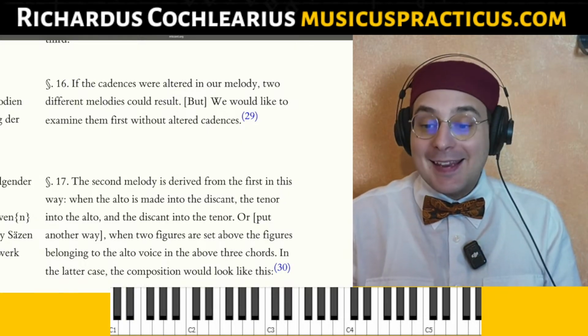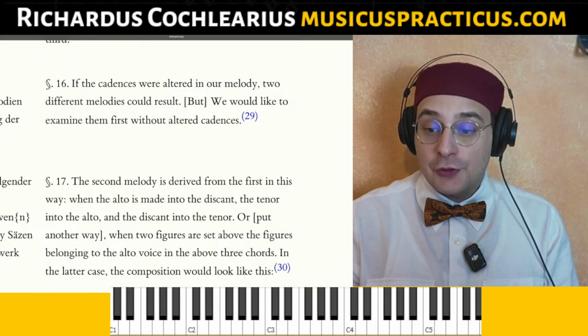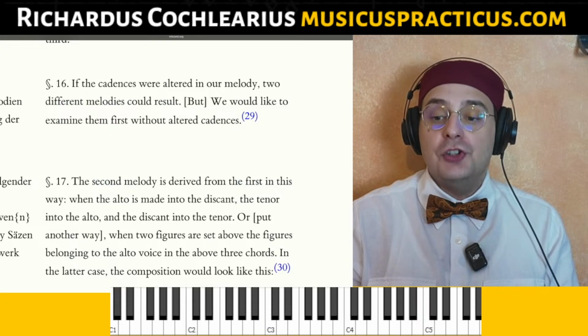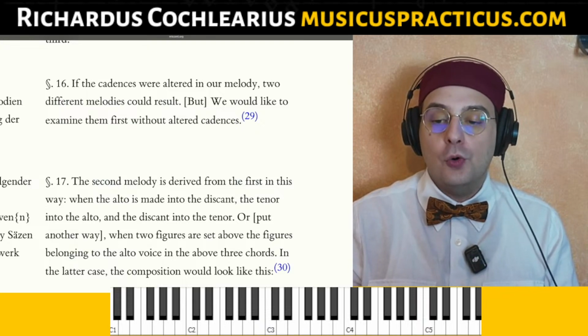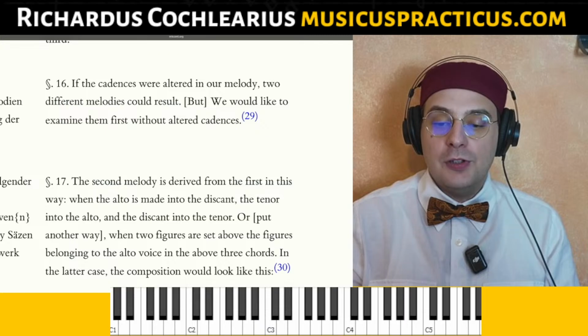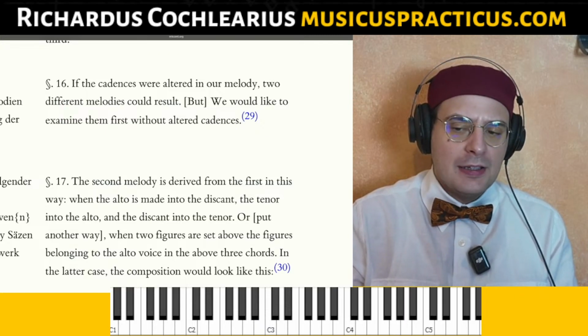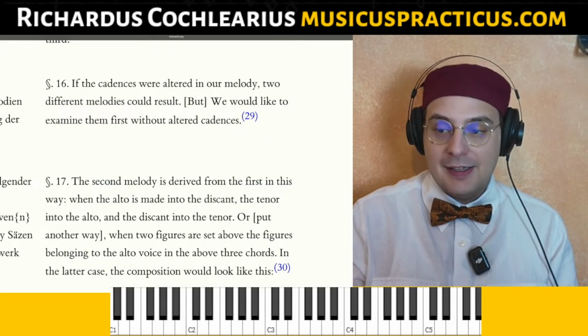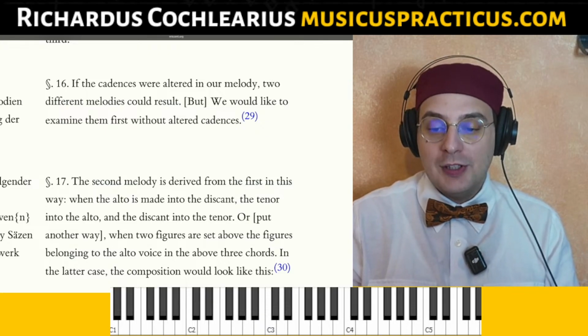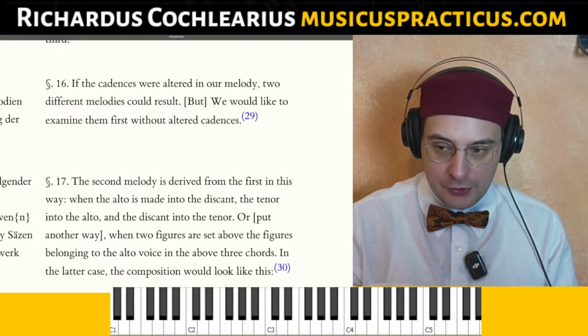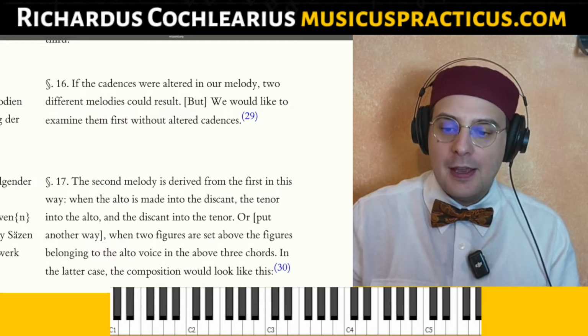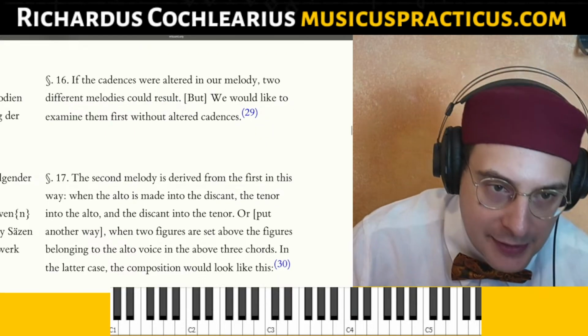16. If the cadences were altered in our melody, two different melodies could result, but we would like to examine them first without altered cadences.